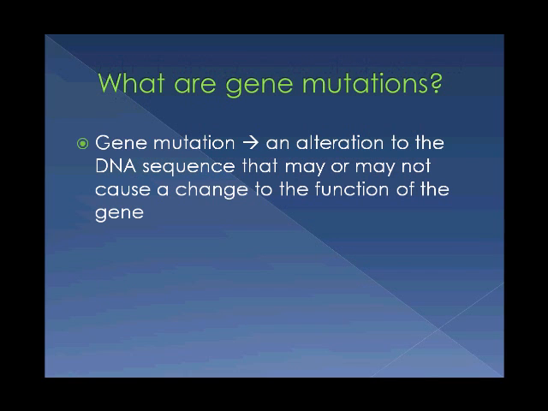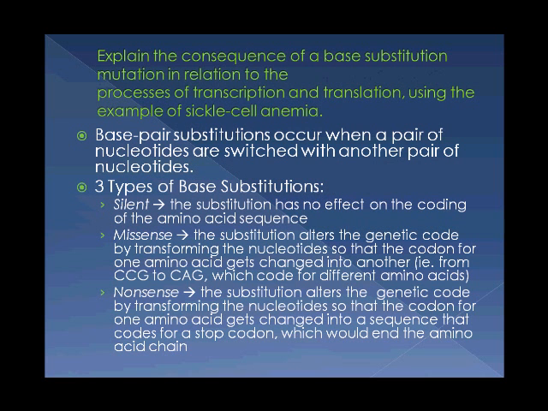So what are gene mutations then? Well, a gene mutation is an alteration to the DNA sequence that may or may not cause a change to the function of the gene, and you'll find out what that means on the next slide. So one of the IB questions is to explain the consequence of a base substitution mutation in relation to the processes of transcription and translation using the example of sickle cell anemia.